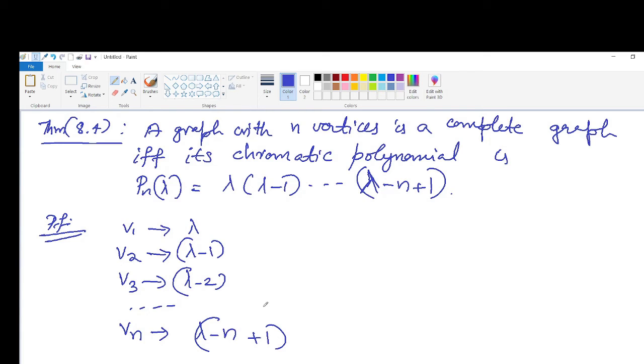So the first vertex is colored in lambda different ways, so we use one color there. Now when using one color, there remain only lambda minus 1 colors. So for V2 there are lambda minus 1 possibilities, and for V3 lambda minus 2, etc., and for Vn there are lambda minus n plus 1 ways. This is if and only if every vertex is adjacent to every other vertex. That means the graph is a complete graph. That is the definition of a complete graph. Now let us move to another theorem.